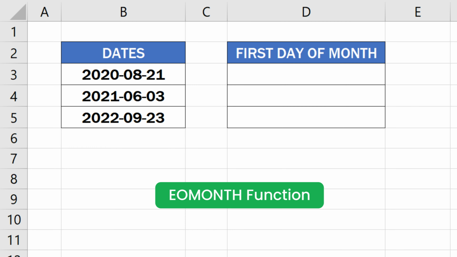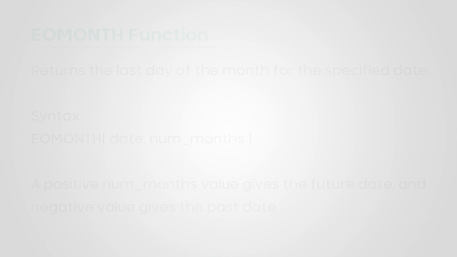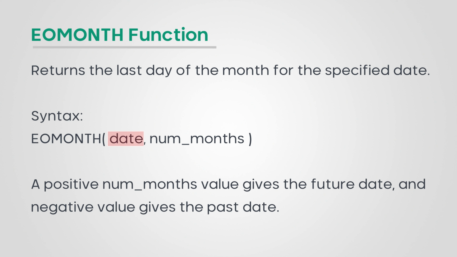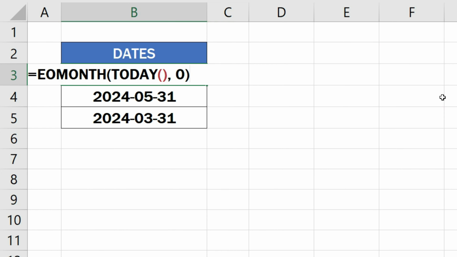We can use the EOMONTH function to get the first day of the month in Excel. The EOMONTH function returns last day of the month. This function takes two arguments, a valid date and a number of months. A positive value of the second number of months argument gives us a future date, and a negative value gives us the past date. For example, this EOMONTH formula will return the last day of the current month.